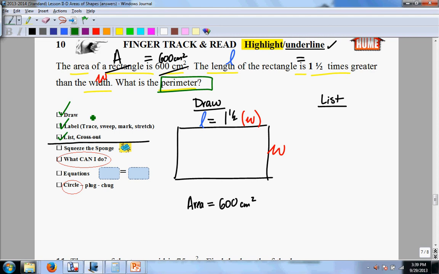So draw, label, list, cross out. Now before you do anything else, you squeeze the sponge, you ask yourself, what can you do? Don't ask what should you do. So let's start with the can-do stuff. We can write out the equation for area. Area equals length times width. We could also write out the equation for perimeter. Perimeter equals 2 lengths plus 2 widths. You're going to be utilizing both these equations to come to your final answer, which is to find the ultimate perimeter of this. This equation right here is key to the whole problem.